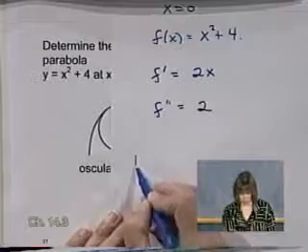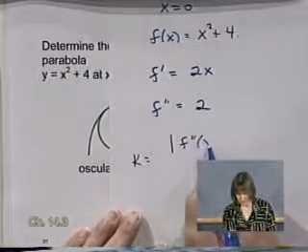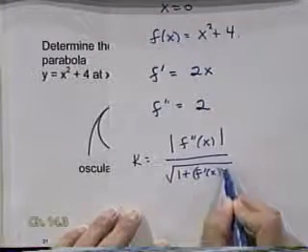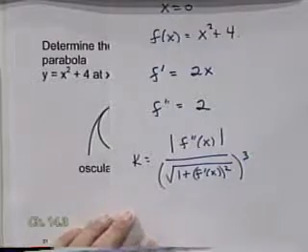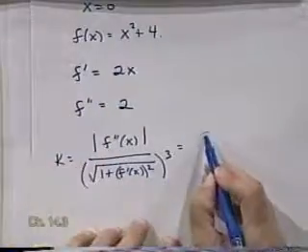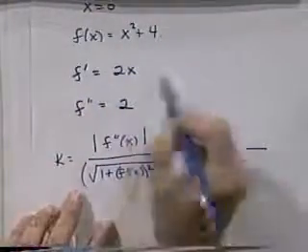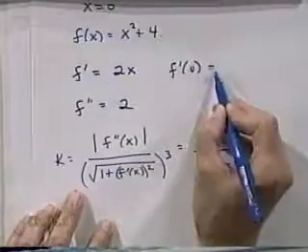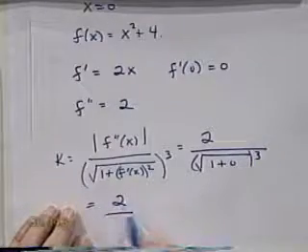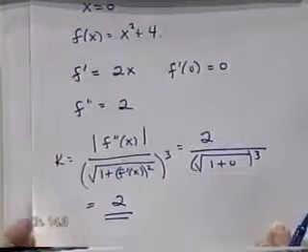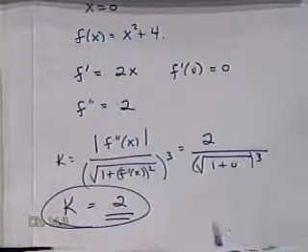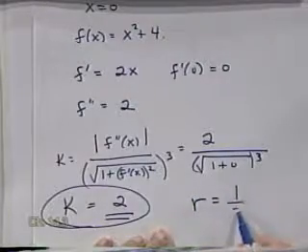Now, my formula for curvature is the magnitude of f double prime at x, all over the square root of 1 plus f prime at x squared, and then we have to cube that. This isn't hard. f double prime is 2, so the magnitude of 2 is 2. And f prime evaluated at 0, we picked something very easy, is 0, so we have the square root of 1 plus 0 squared, cubed, and we get a 2. So the curvature at 0 is 2. If the curvature at 0 is 2, the radius would be 1/2.